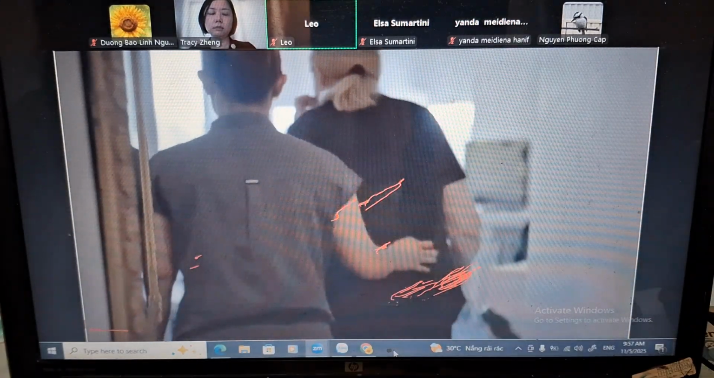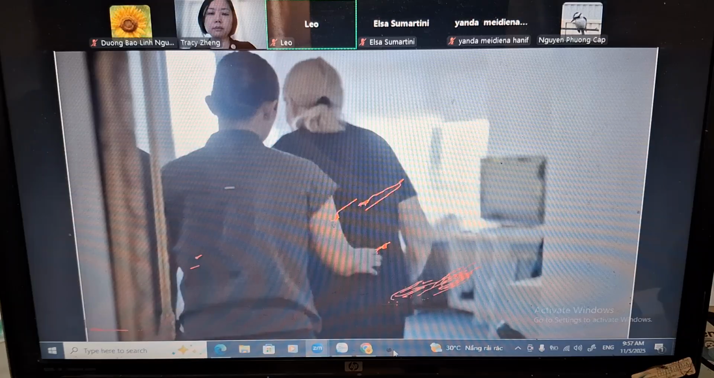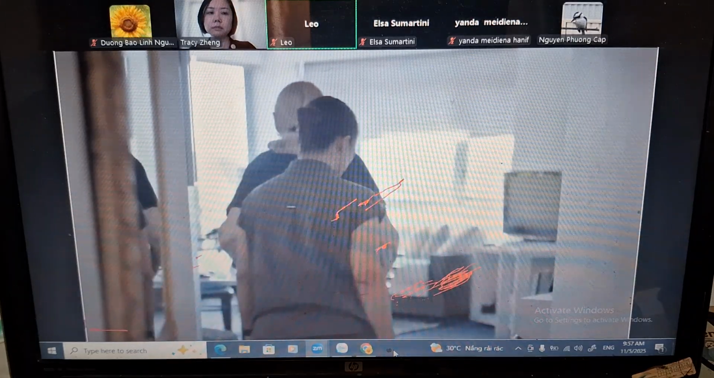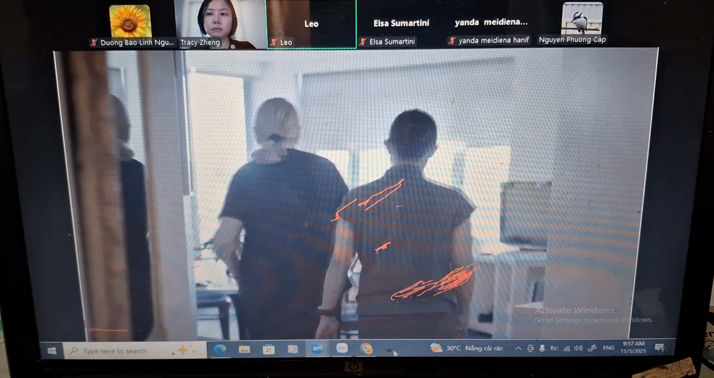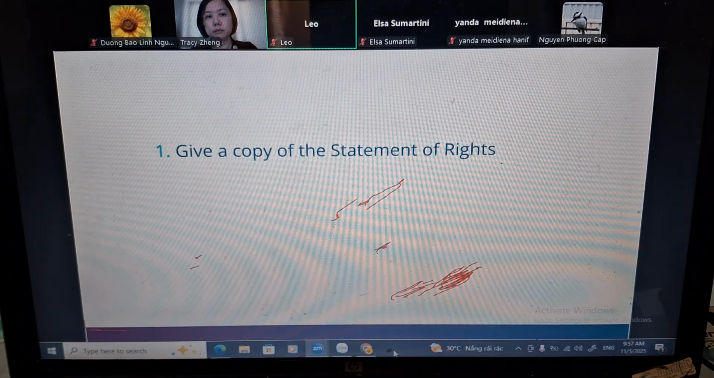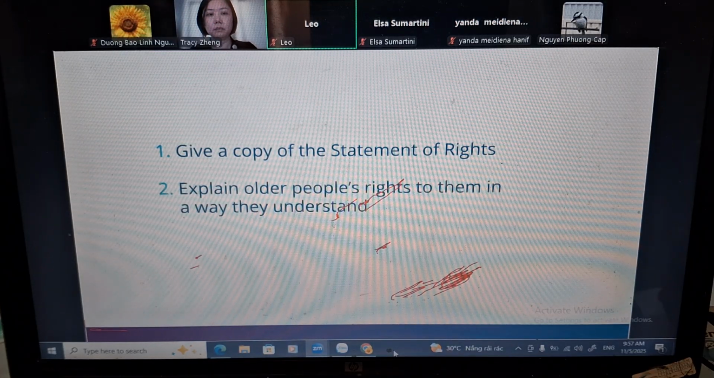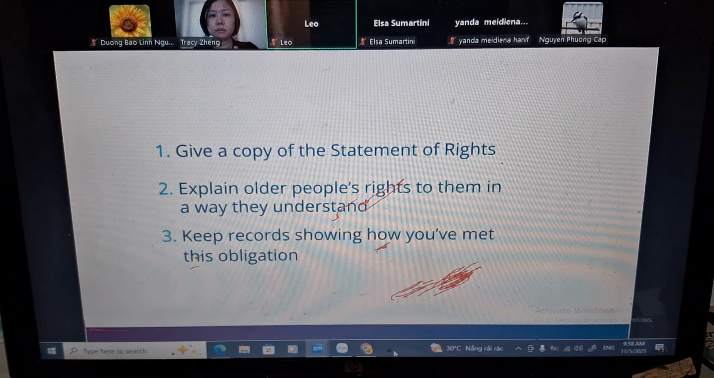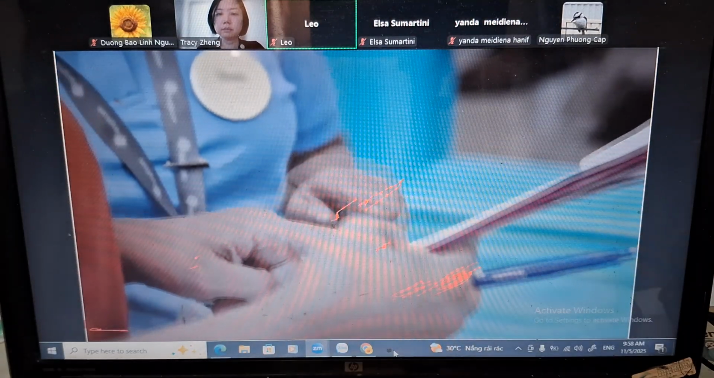You don't have to get older people to sign the Statement of Rights under the new Act, but you must give a copy of the Statement of Rights to the older people you care for and people thinking of using your services. Explain older people's rights to them in a way they understand. Keep records showing how you've met this obligation. Providers can choose how they show that they have met this obligation.